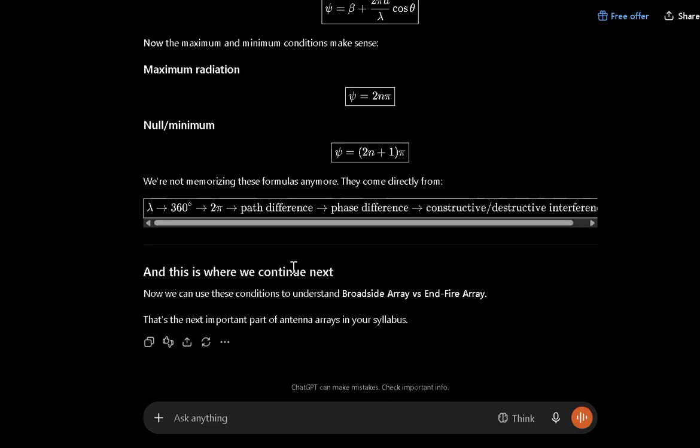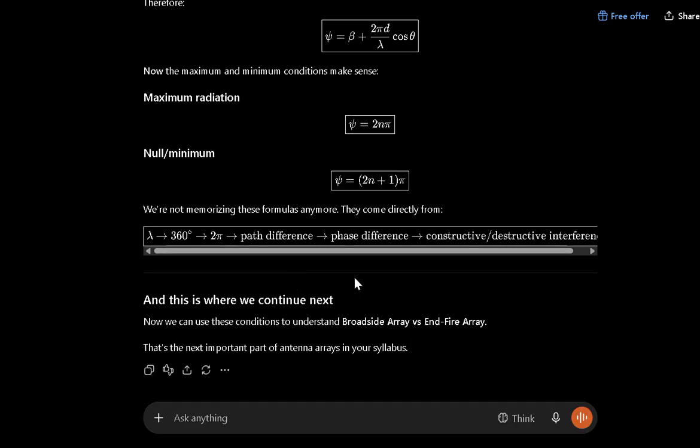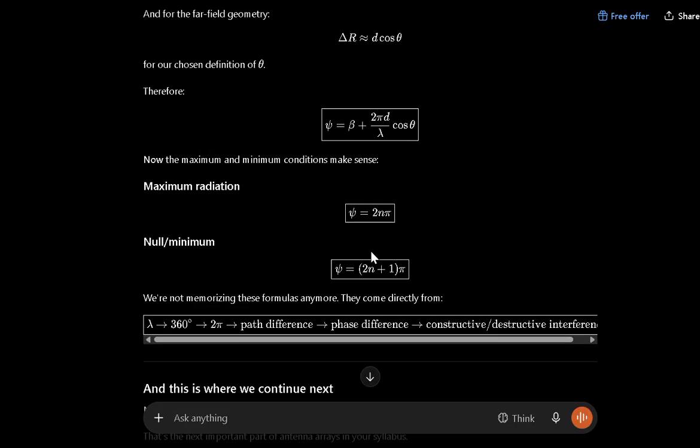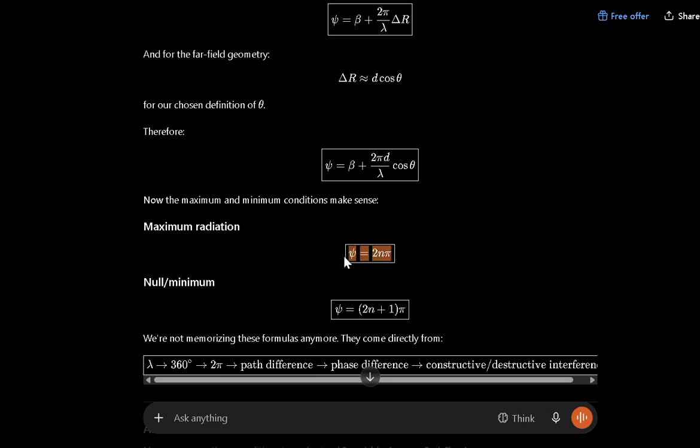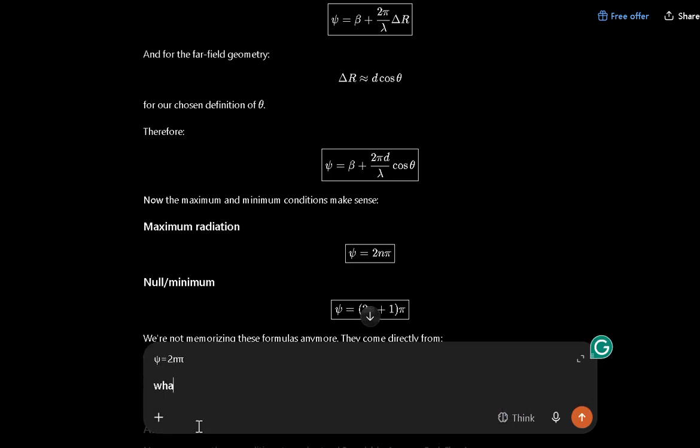There is the broadside array and the end-fire array. What is this symbol? And we put capital E total equals capital E something like this.